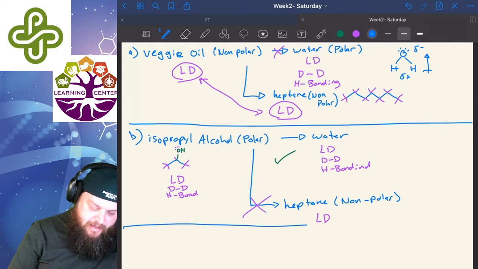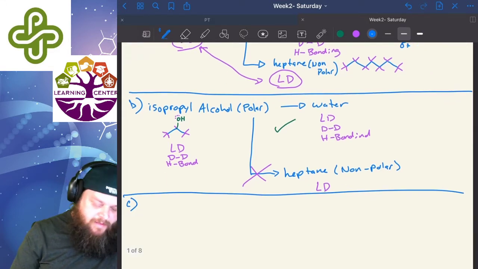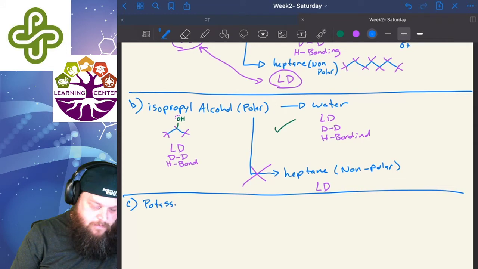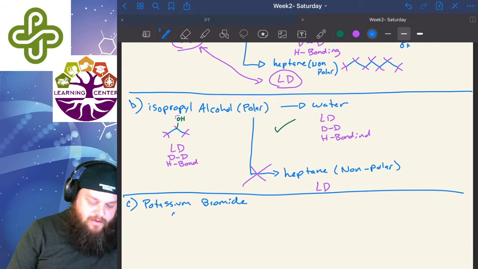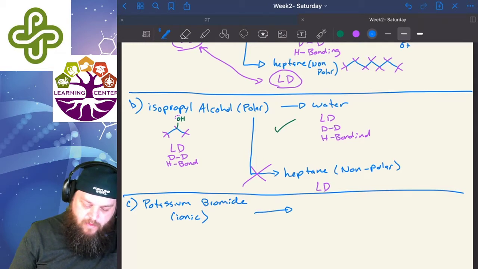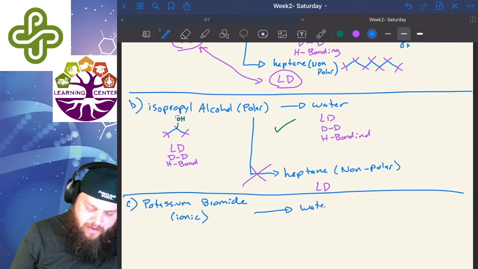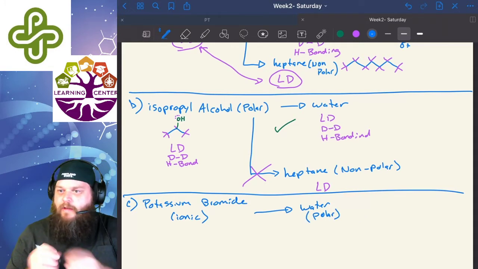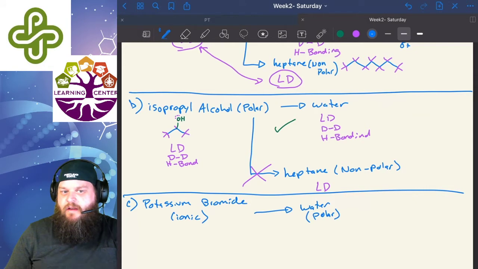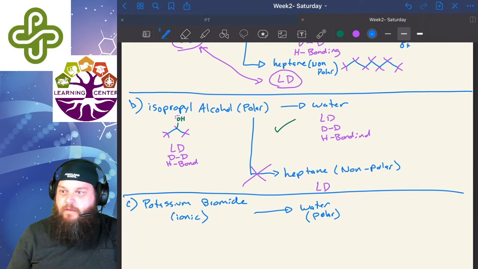For part C, that's potassium bromide. So this is an ionic compound. So when you mix ionic compounds into water, they dissociate into their ions, most likely. So water being a polar molecule, it'll dissociate, and basically that polar molecule has that dipole moment, so it surrounds the different ions floating around in there.